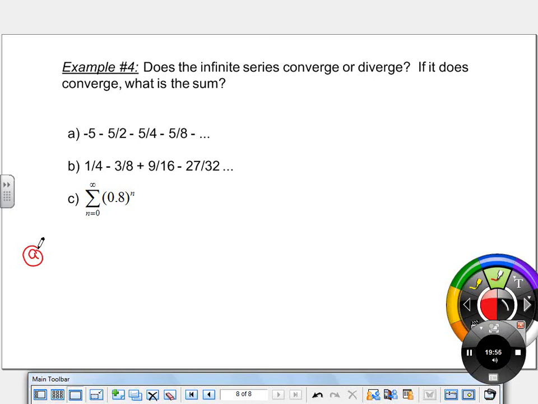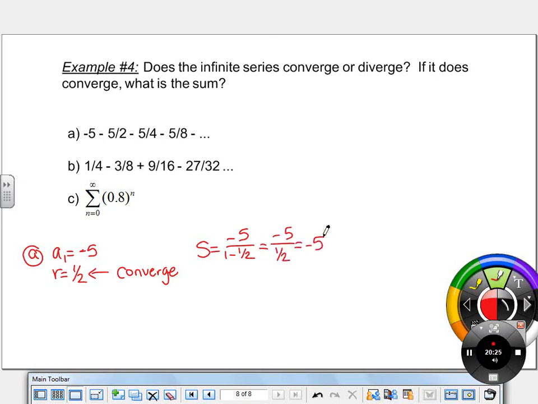Okay? So if we look at the first series, the first term is negative 5. And notice that to get to each subsequent term, we're multiplying by a half. Because the ratio is half, we're going to say that the series does converge, meaning you can find a sum of the series, and the sum is going to be the first term divided by 1 minus the ratio. So negative 5 divided by 1/2, which is the same thing as negative 5 times 2 over 1, or negative 10.